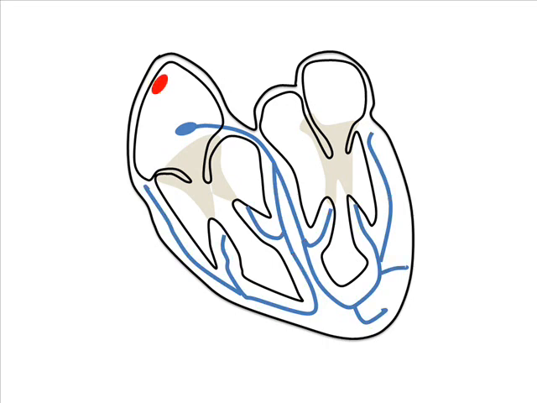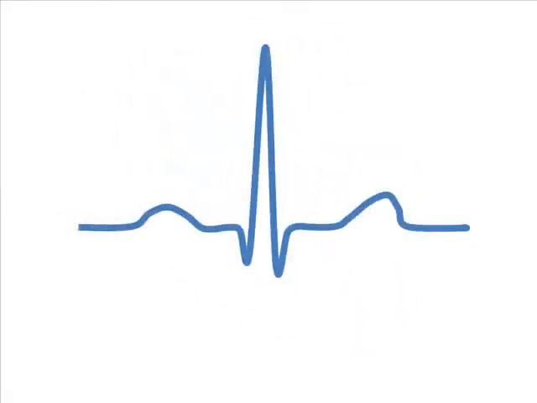Don't forget that AP propagation slows at the AV node and speeds up at the AV bundle. Tracking action potentials through the heart can be done clinically with the electrocardiogram, a diagram of which is shown here, and will be the subject of the next and final video in this series.